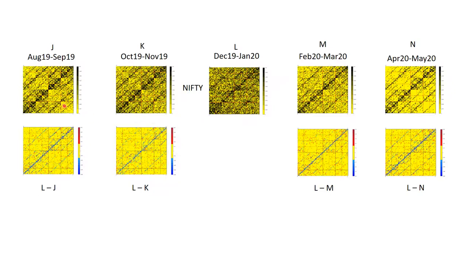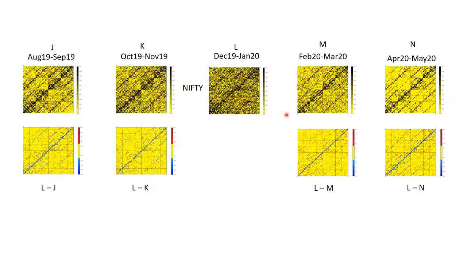And in the lower four graphs, what we did was we subtracted this plot from these plots. So this plot is L minus J. This is L, this is J. So this is a subtraction percentage plot, and this is L minus K. This picture is subtracted from this. Similarly, this is L minus M.